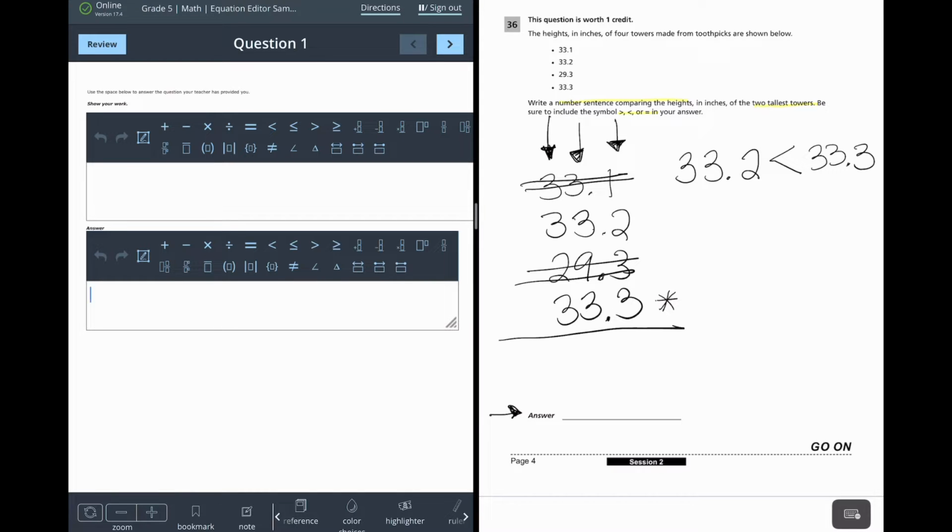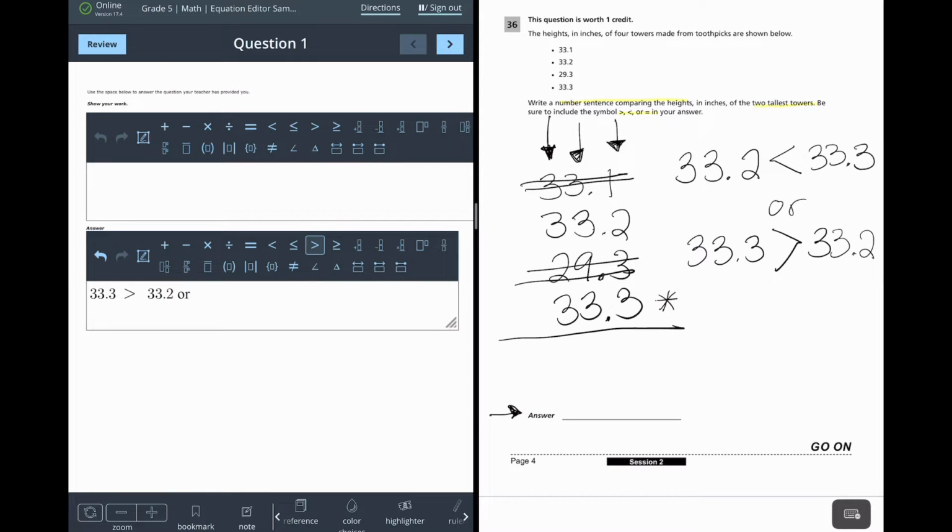33 2/10 is less than 33 3/10, or 33 3/10 is greater than 33 2/10. So either one of these will work. So I'm going to just type this in. Literally, I'm just going to go to my answer box, and I'm going to put 33 3/10, and I'm going to make sure I have my correct symbol. I'm just tapping it, and 33 2/10.